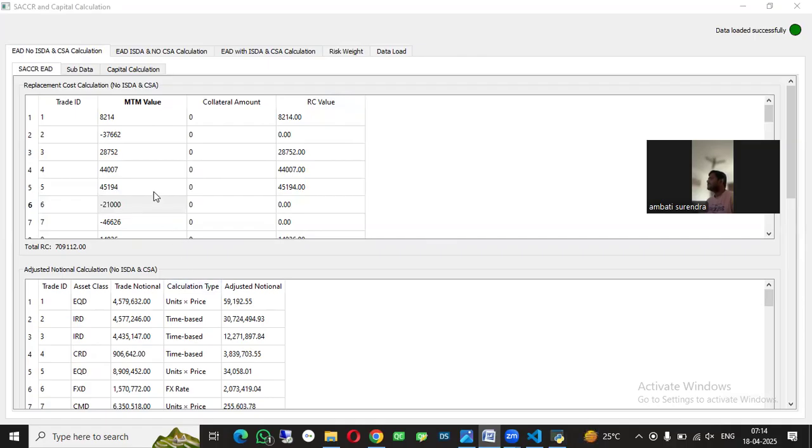Replication cost means it is the true cost for a bank. Like if the counterparty defaults, this is the amount that we are going to lose. That is what replication cost is. Generally, it is positive only. It means it is in favor of the bank. If it is negative, it is not in favor of the bank.